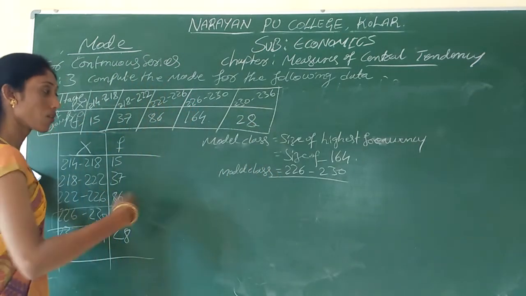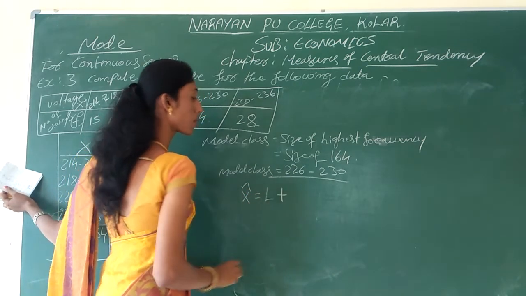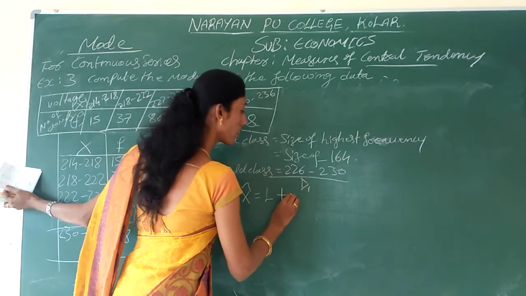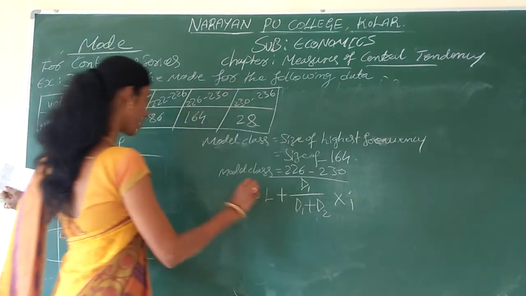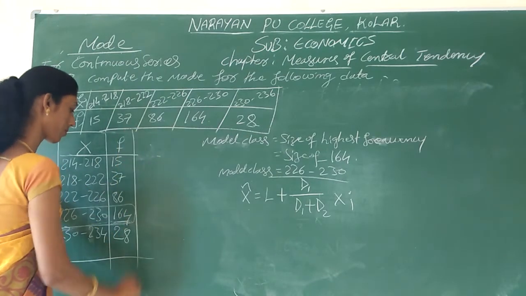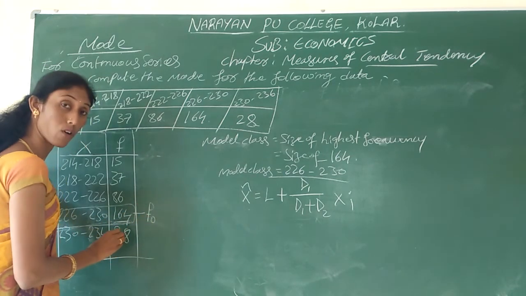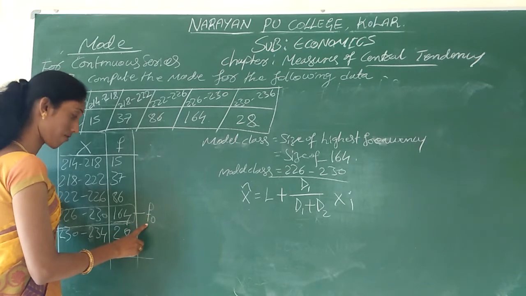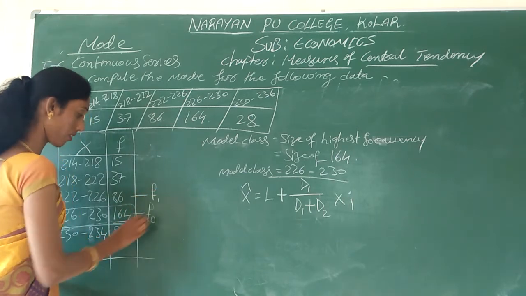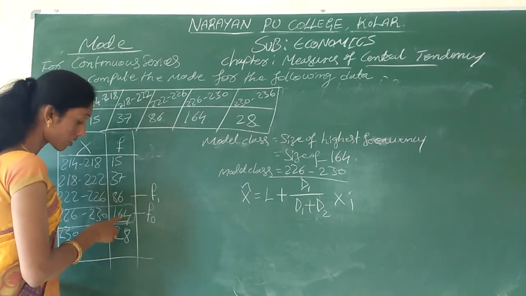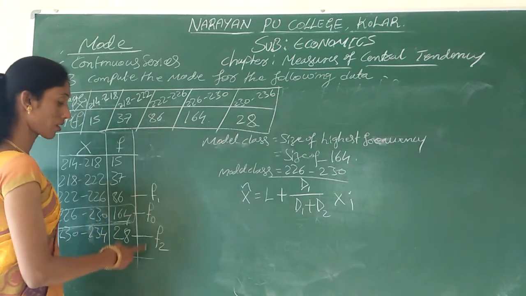After finding this, we need to apply one more formula, that is mode is equal to L plus D1 divided by D1 plus D2 into I. Before finding that, we need to label the frequencies. The modal class frequency we will call F0, the modal class frequency preceding will be called F1, and the modal class frequency succeeding will be called F2. First we need to do this.